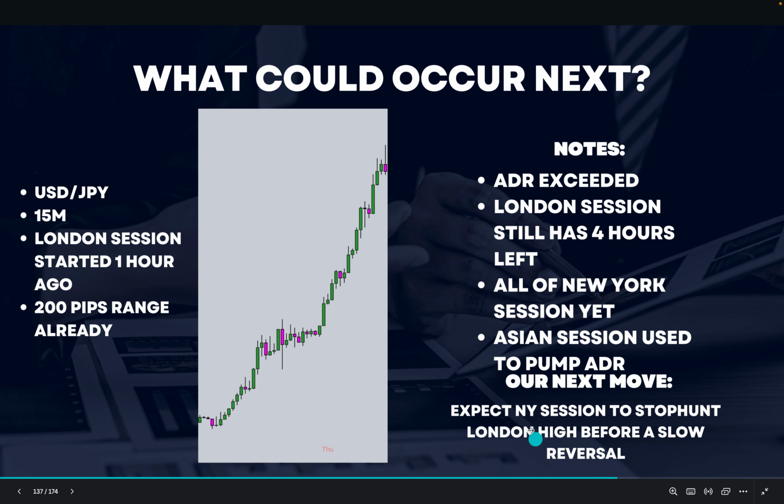Our next move is to expect New York session to stop hunt the London session high before a slow reversal. Why? Well, most likely the ADR has been met. Okay? We have a massive pump here, and we still have a few hours left in London session.